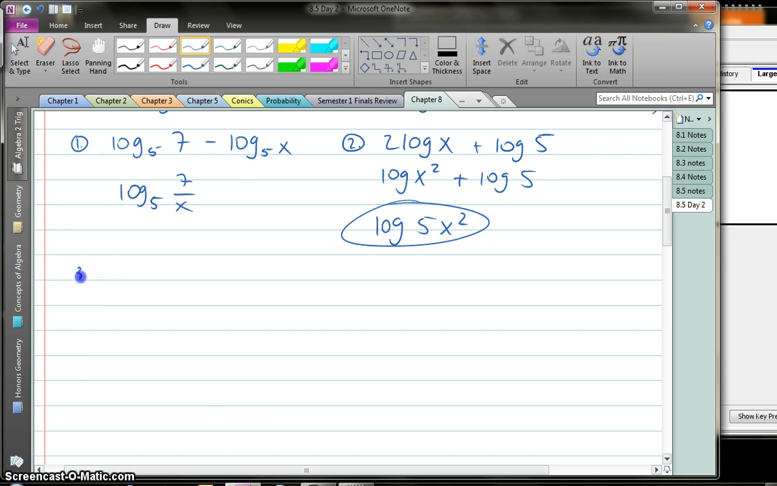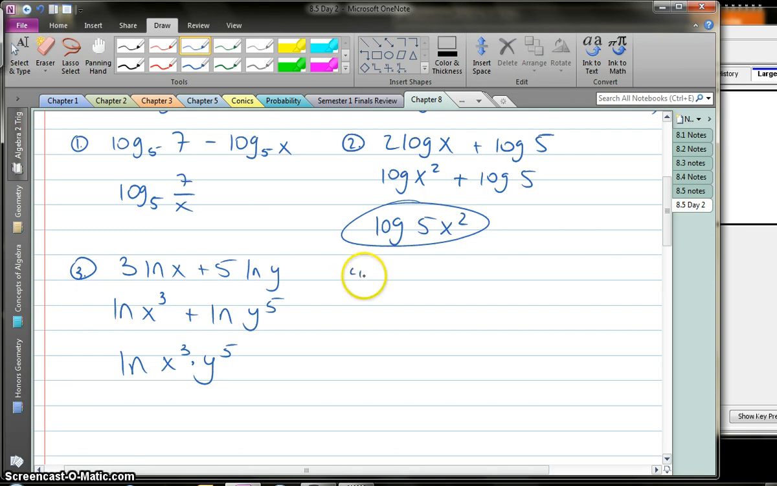Alright, let's look at another one. Let's keep rolling here. 3 times the natural log of x plus 5 times the natural log of y. Well, first we have the natural log of x to the third plus the natural log of y to the fifth. Because it's addition, we have the natural log of x to the third times y to the fifth. Not so bad.